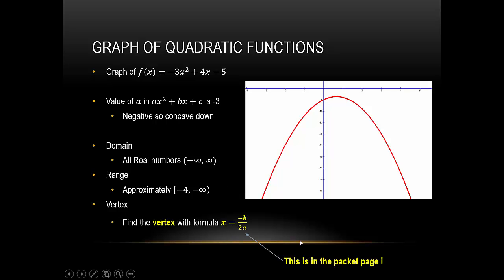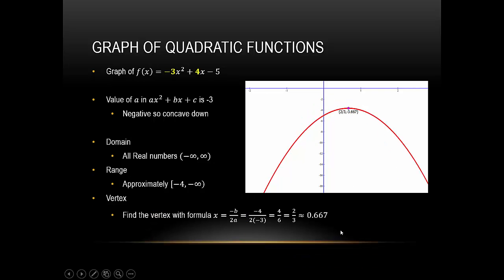If you remember in algebra, and it may have been a while, and this is in your packet, this is how you find the vertex with this formula. So remember, we have this ax squared plus bx plus c. All we need is a and b, and we plug in here, and it gives me the x coordinate of my vertex. So I plug in negative b, my b is 4. I plug in 2 times my a, -3, and I get about 0.667 or 2/3, and I can see that that is my vertex.